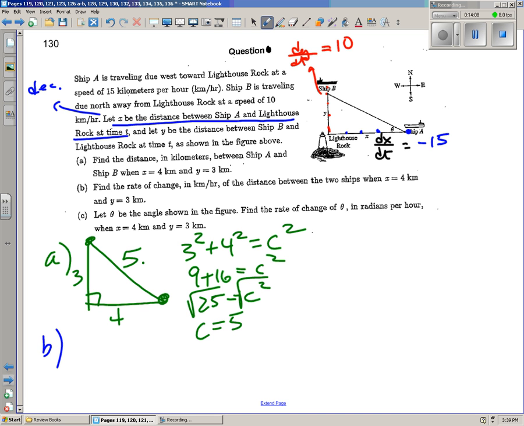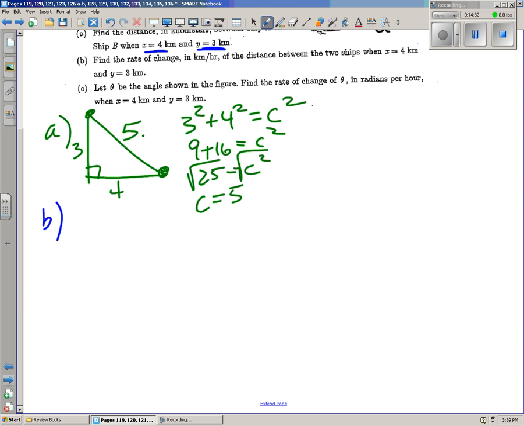Harder question. Find the rate of change in kilometers per hour of the distance between the two ships when x equals 4 and y equals 3. I'm going to call the distance between the two ships, which is the hypotenuse of the triangle, z. Now, as ship A moves in and ship B moves out, that z is changing. It's not always 5. It happens to be 5 when x is 4 and y is 3. But it's not always 5. So I'm going to redo this triangle. All three of these quantities are changing as time goes on. So I cannot plug in a number for any of them.